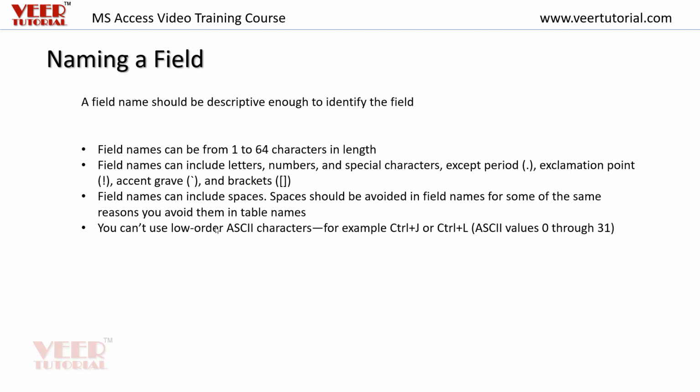You can't use low-order ASCII characters, for example Control+J or Control+I. You cannot use them. You cannot start a name with a blank space. It should always start with a number or character.